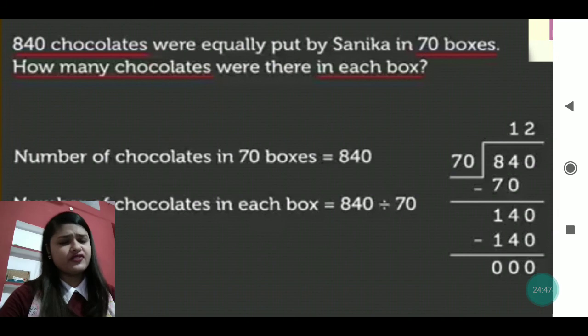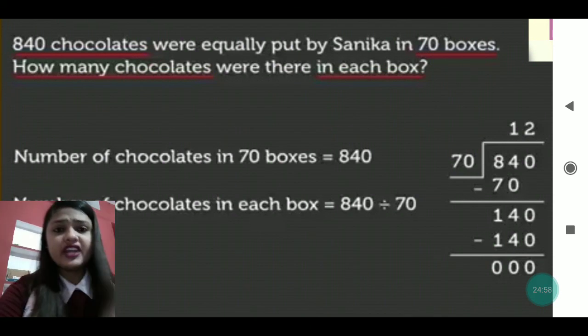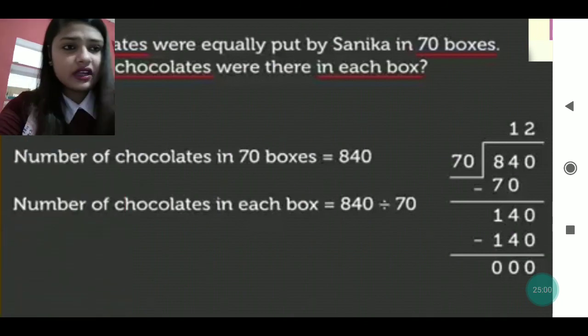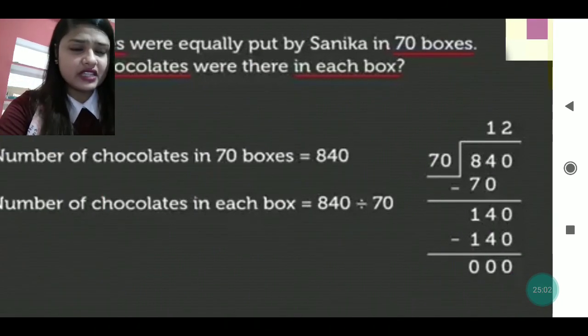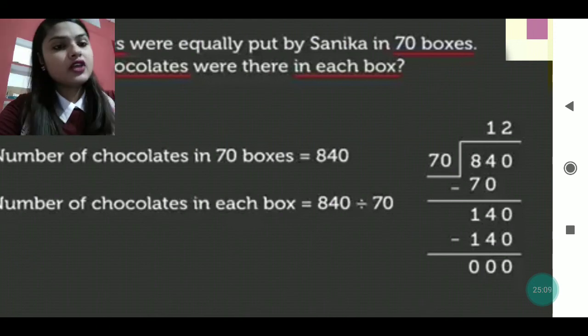I think it's easy for us, na? What will you write in the statement? Total number of chocolates first, that is 840. Number of boxes, that is 70. After that you will do the division work here. As I have done, you will write 840 in the dividend column and 70 to the right side as the divisor. Now you will divide it.